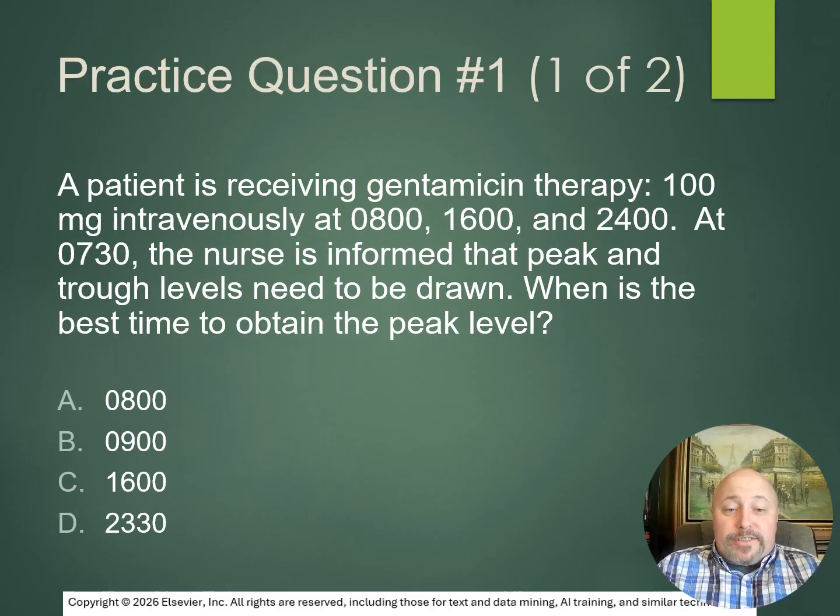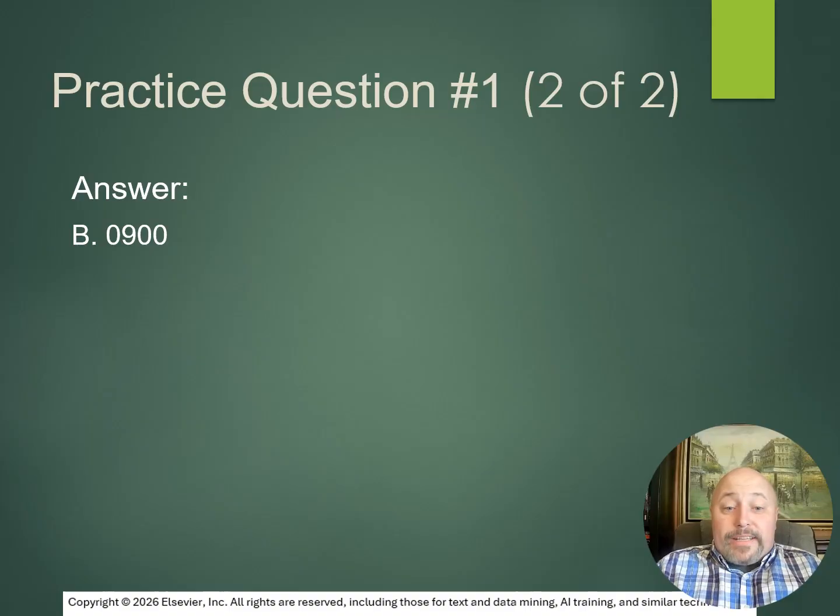For our first practice question, a patient is receiving gentamicin therapy, 100 milligrams intravenously at 0800, 1600, and 2400. At 0730, the nurse is informed that peak and trough levels need to be drawn. When is the best time to obtain the peak level? 0800, 0900, 1600, or 2330? That answer here is going to be 0900 hours because it has allowed time to elapse since the last dose was given. So keep in mind, ideally, you want to get your peak level 30 minutes after you've given that dose.